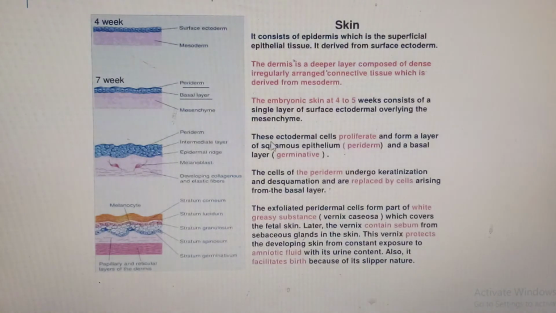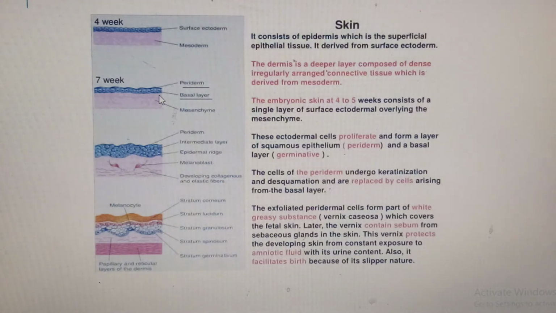So what we are saying is that the embryonic skin around week 4 to 5 will consist of a single layer of ectoderm, and beneath it the mesenchyme. The mesenchyme is actually the mesoderm, the connective tissue part. The ectodermal cells will proliferate and differentiate to give us the periderm, the most superficial layer. Deep to that is the basal layer, the germinative layer, which eventually becomes the stratum germinativum.